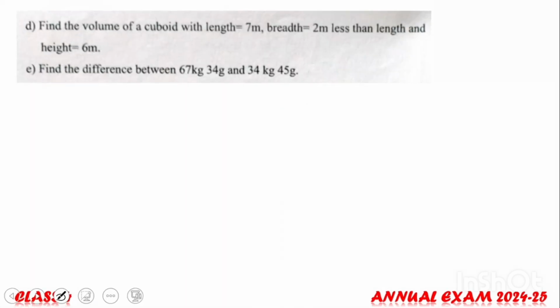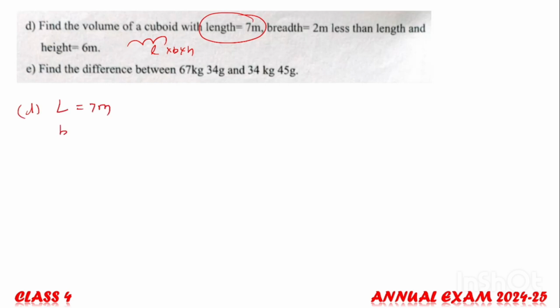Find the volume of the cuboid. So tell me what is the volume of the cuboid? That is length into breadth into height. Now length is given. So write down D number. Length equal to 7 meter. Breadth equal to 2 meter less than length. That is 7 minus 2, because breadth is less than length.